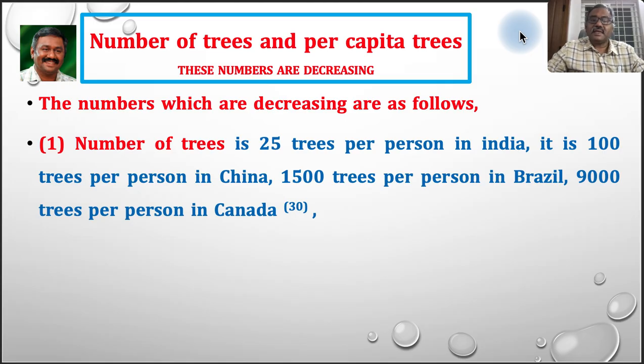Number of trees and per capita trees, these numbers are decreasing. These numbers which are decreasing are as follows. The number of trees is 25 trees per person in India. It is 100 trees per person in China, 1500 trees per person in Brazil, and 9000 trees per person in Canada.